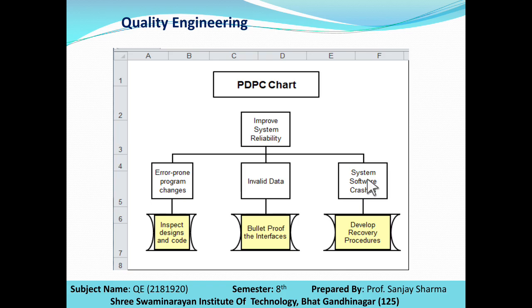Once the system gets crashed, what is the solution if the system gets crashed? There should be an option of recovery. So once we are able to recover, even if the system software crashes, it will not affect the thing. So by looking at this, you can see this was the objective, these are the constraints, and these are its remedies. So it is similar to many of the 7 quality tools.